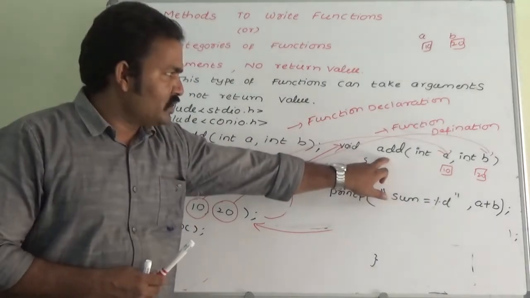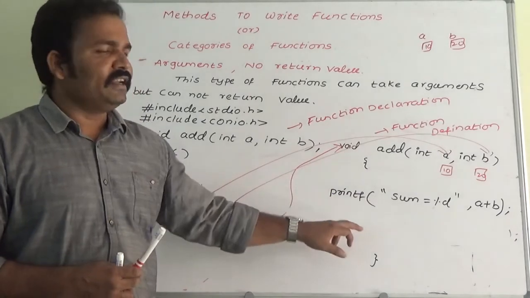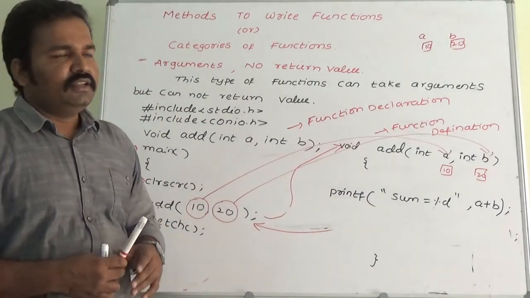This is about function with arguments and no return value. Here the add function can take arguments, but cannot return any value to the calling function. Thank you.